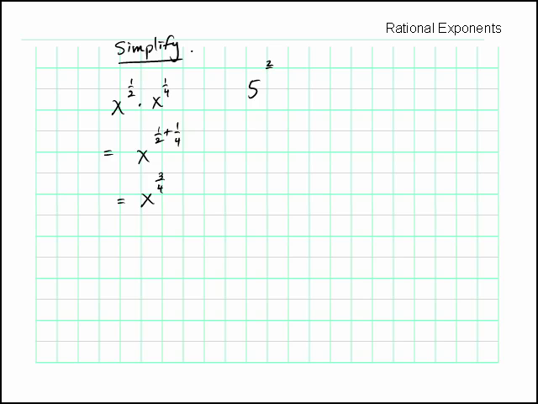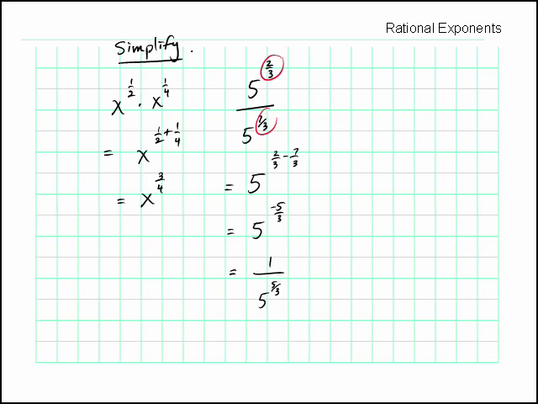5 to the 2/3 over 5 to the 7/3. Now in a situation like this, we're supposed to subtract our exponents. So I'm going to take this exponent minus that exponent. So this is 5 to the 2/3 minus 7/3. 2/3 minus 7/3 is negative 5/3. So this is 5 to the negative 5/3 power. If you want, you can write that as a positive exponent. This is 1 over 5 to the positive 5/3. You can even write that as a radical.